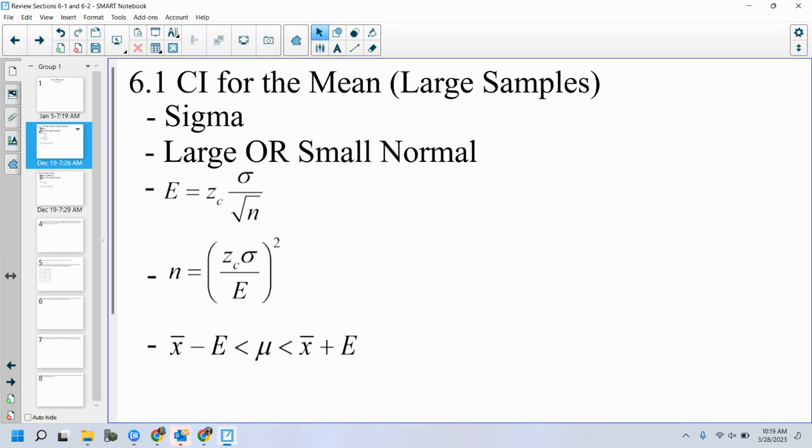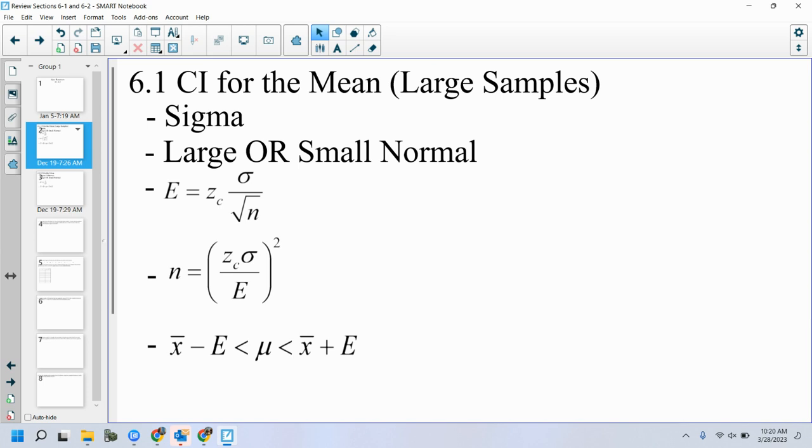And then what do we do for that? Well, to find the error margin, that capital E is the error margin. And again, these are all on your formula sheet. I just copied them off there. The error margin is always going to be ZC multiplied by sigma divided by the square root of N. And again, this is if sigma is known. And we get that ZC by the level of confidence that you choose to use, whether it's 95, 99, 90%, whatever you choose.